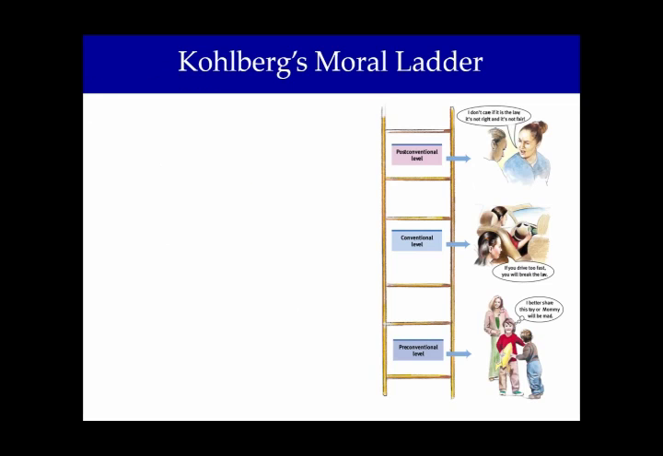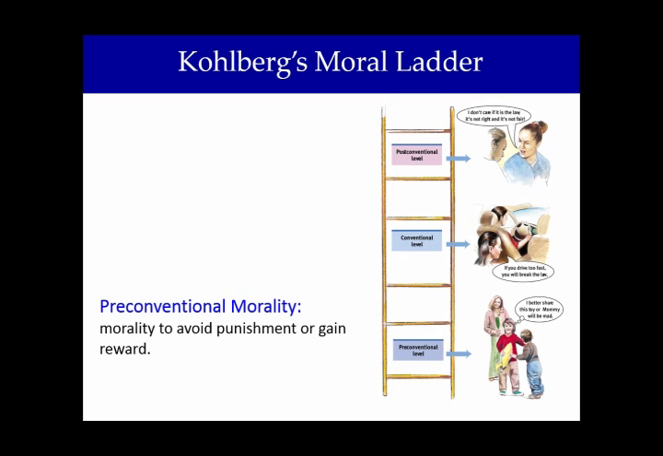Okay, I'm going to wrap up this segment by talking about Kohlberg's moral ladder, because it's really our last cognitive model. Kohlberg was a student of Piaget, and Kohlberg was really interested in how we develop our ability to decide right from wrong as we mature. He believed that it's like we start at the bottom of the ladder and we climb our way up. And when we're little, we are preconventional. Preconventional means that we're trying to avoid punishment or gain reward.